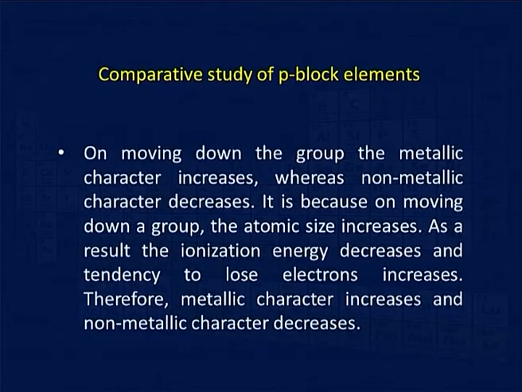On moving down the group, the other half of the discussion, the metallic character increases, whereas the non-metallic character decreases. It is because on moving down a group, the atomic size increases. As a result, the ionization energy decreases, because as size increases, less energy is required. So, on moving from top to bottom, the ionization energy will obviously decrease, and hence the tendency to lose electrons also increases.